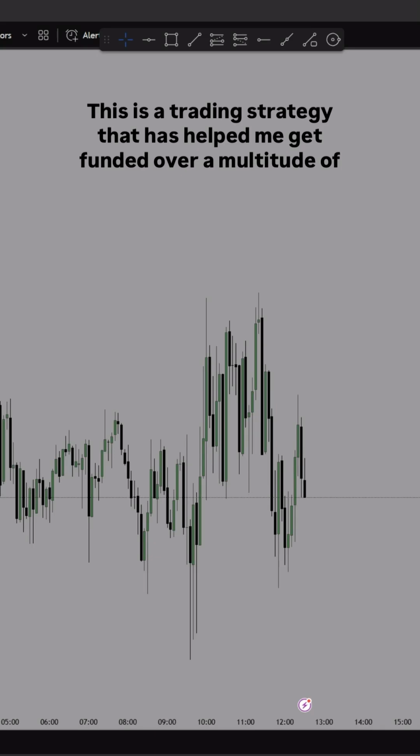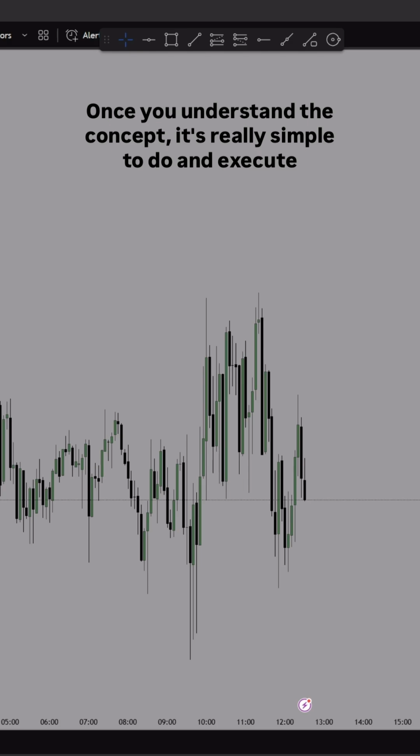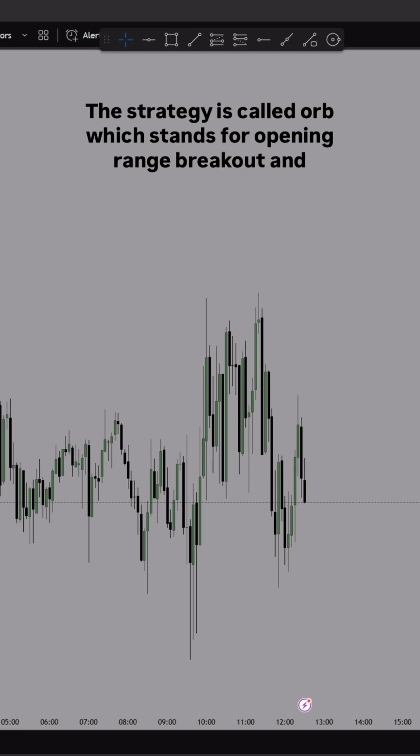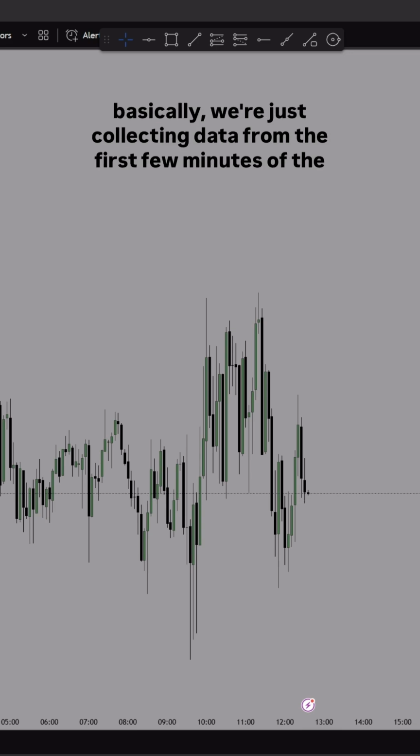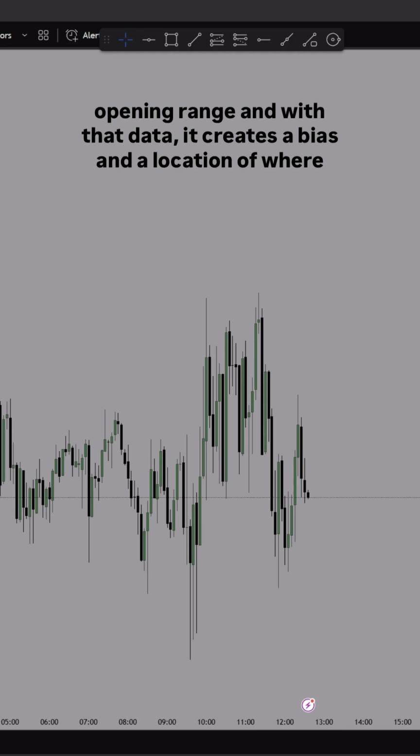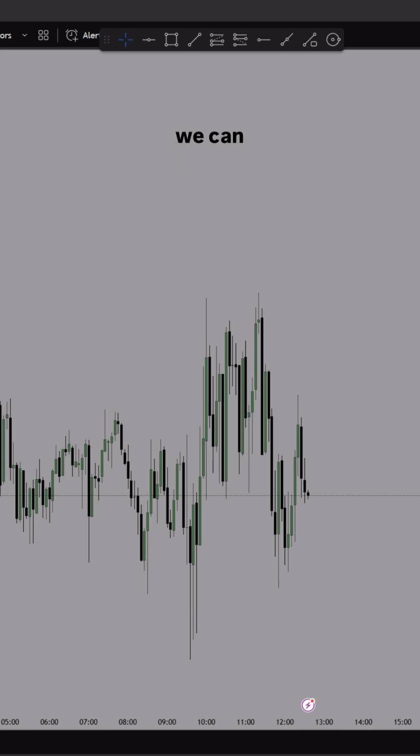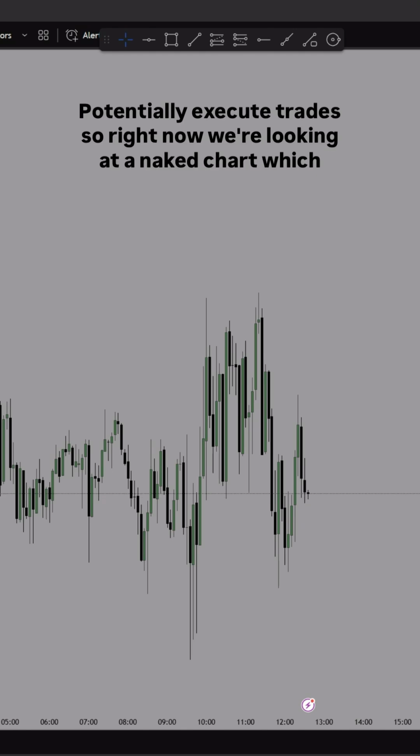This is a trading strategy that has helped me get funded over a multitude of different trading proprietary firms. Once you understand the concept, it's really simple to do and execute. The strategy is called ORB, which stands for Opening Range Breakout. Basically, we're just collecting data from the first few minutes of the opening range, and with that data, it creates a bias and a location of where we can potentially execute trades.